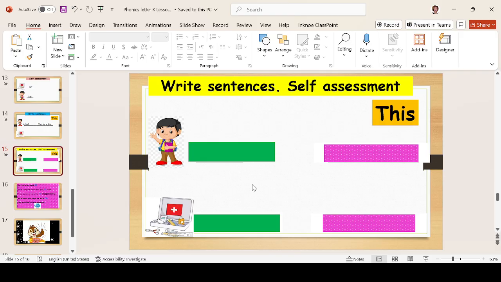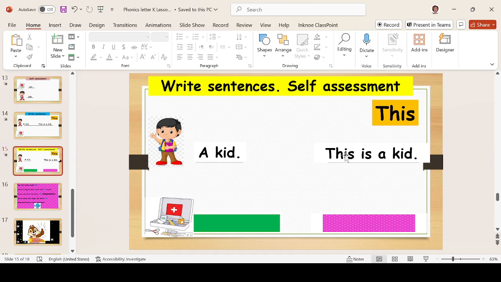Now you need to check your work. Did you write like this? This one was given to you already. Okay, just to cross-check. Maybe you made a mistake. And then let me show you. This one, you were supposed to do it by yourself. It is a kit. Uppercase, finger space, and full stop. Okay, can you check? Did you write like that?